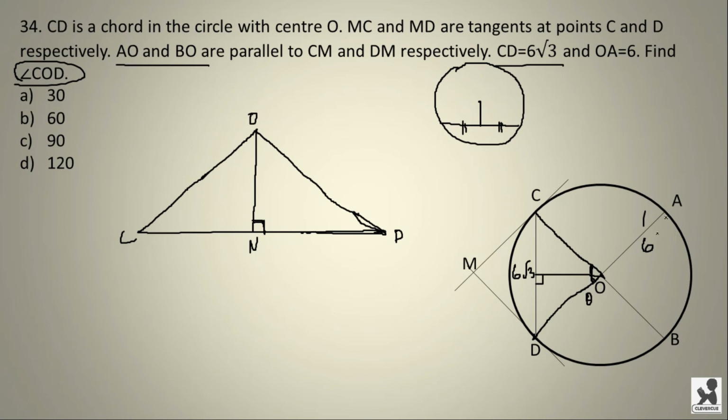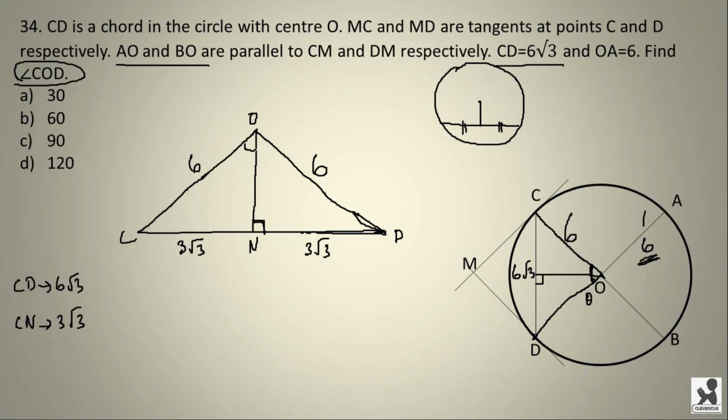Now OA is given as 6 centimeters. Then OC is also 6 because it is a radius. Again, OD is also a radius, that is, the value of OD is also 6. Now CD is given as 6 root 3, and CN will be half of 6 root 3, that is 3 root 3. This value is 3 root 3 and this is also 3 root 3.